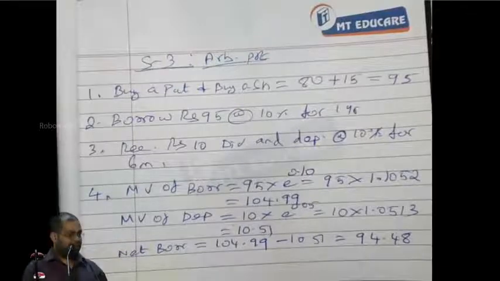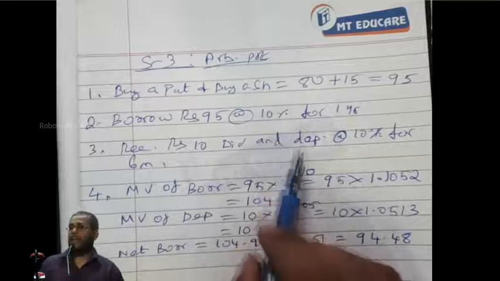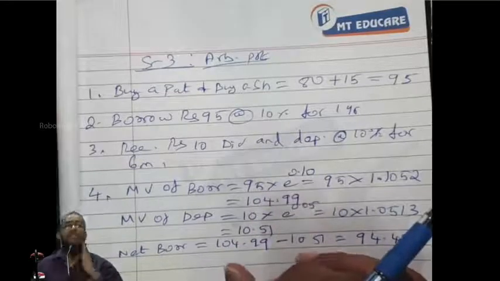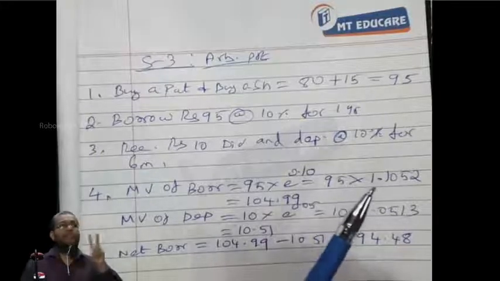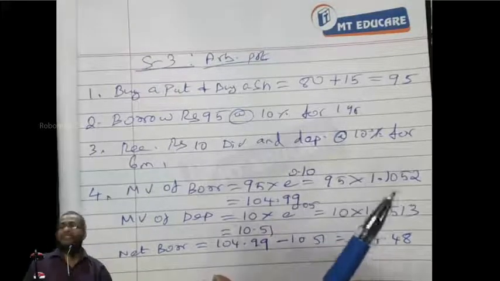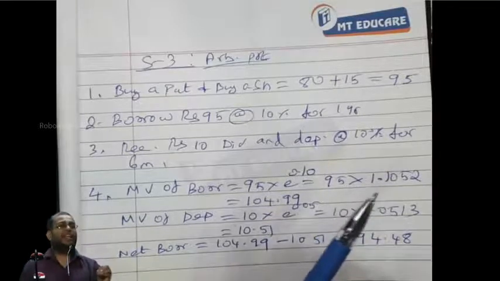Where should I go for this 94.48? Where to get the money? Sell the share. But I'm already having a share, so I'll be selling the share. Please tell me, do I have to sell the share or not? No. There are two situations. What is the strike price in this problem? 100.